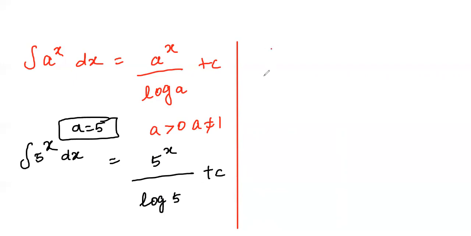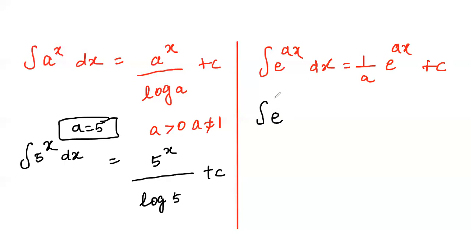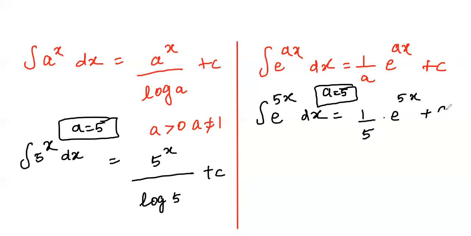For e power ax dx, it is a different thing. It's 1 upon a e power ax plus c. So if you are having a question like e power 5x dx, then the value of a is 5. So it's 1 upon 5 into e power 5x plus c. Understood, okay. But now the question is, ma'am, in 7.1, what is the question?